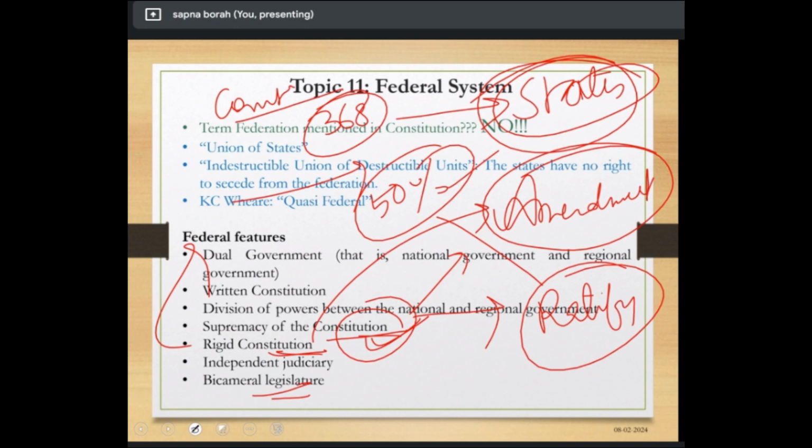Bicameral legislature, two houses. Upper house, lower house. So that is also a federal feature. So you see, this is not very tough to remember, unless you forget the concept.